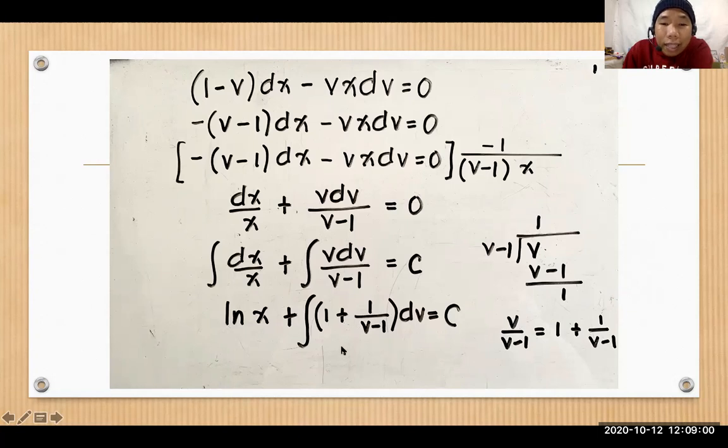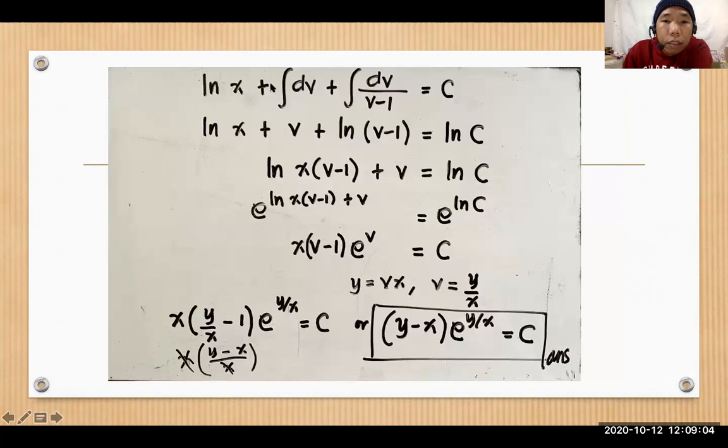Okay, now we can integrate this term. So distributing the dv in each term, you have integral of dv plus integral of dv over v minus 1. So you can now integrate this term, so it's v. Integral of dv over v minus 1 is ln of v minus 1. And of course, to simplify the entire equation, you put c into this form, ln of c.